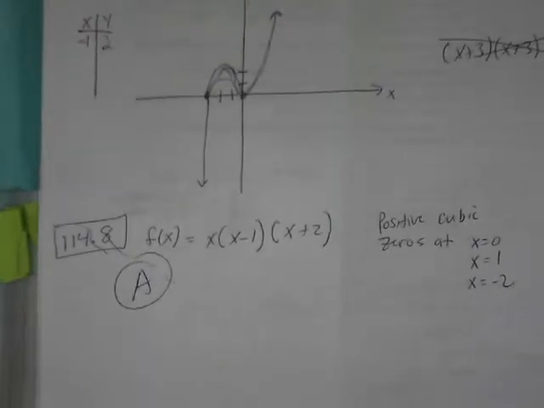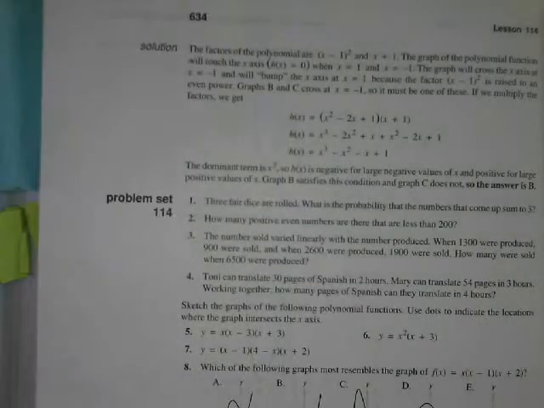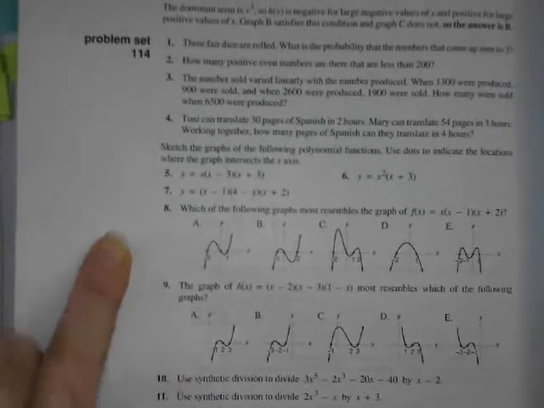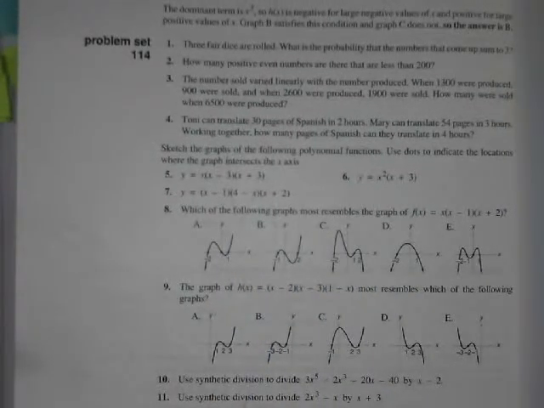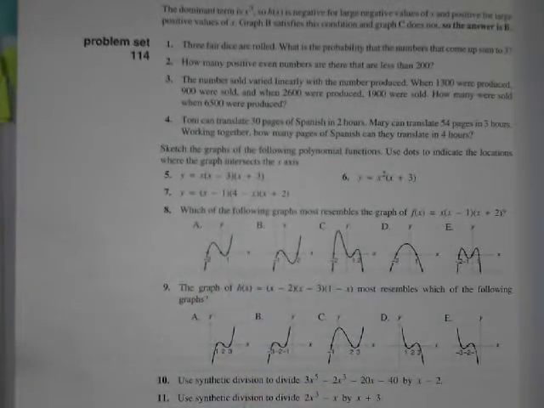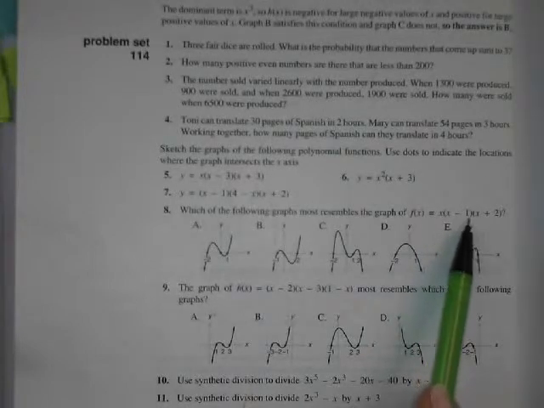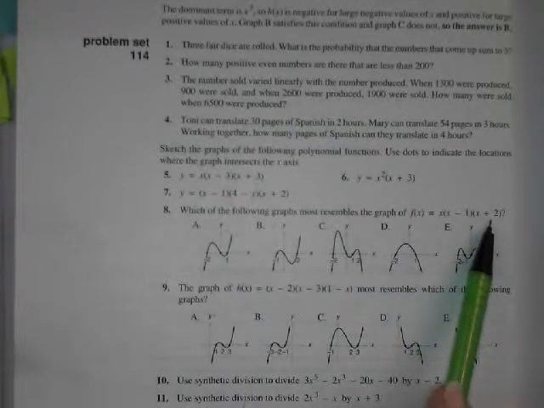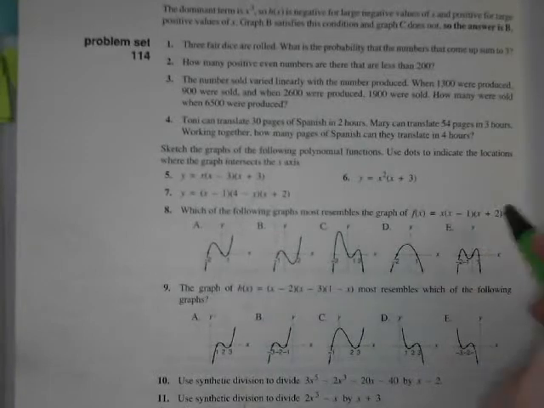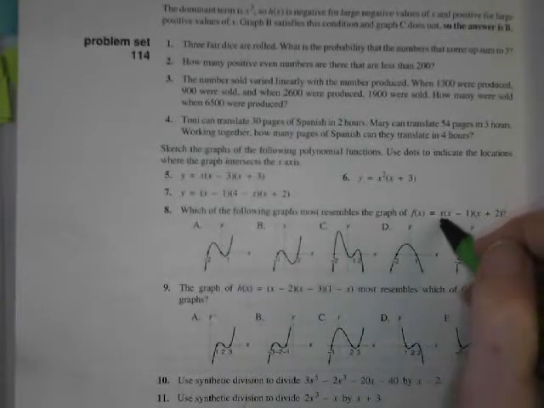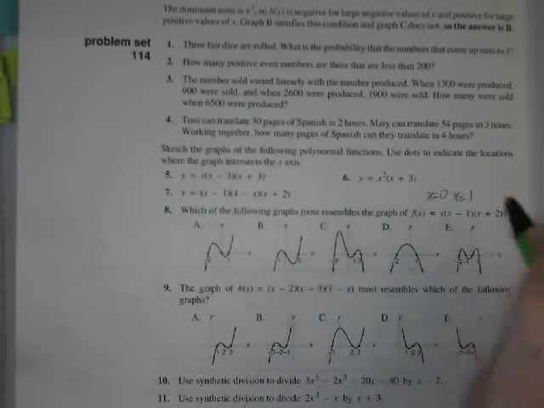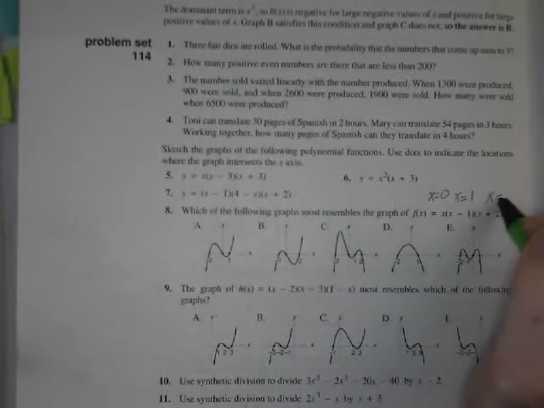Okay, so now we're on 114, number 8. So it says, oh, and there's all these little pictures, and I think they're big enough for you to see them. It says, which of the following graphs most resembles f of x equals x times x minus 1 times x plus 2. So I'm going to find the zeros of the graph. Or in other words, I'm going to find where it crosses the x-axis. This first factor gives me x equals 0. The second factor gives me x equals 1. And the third factor gives me x equals negative 2.